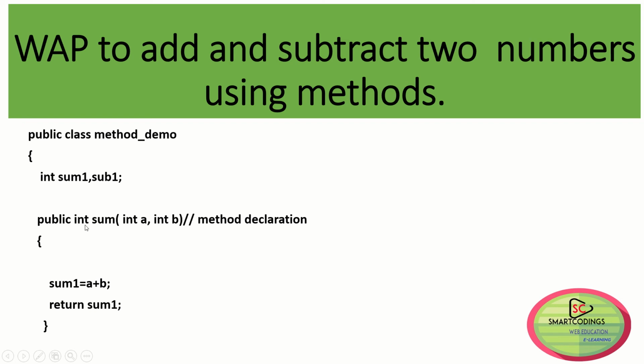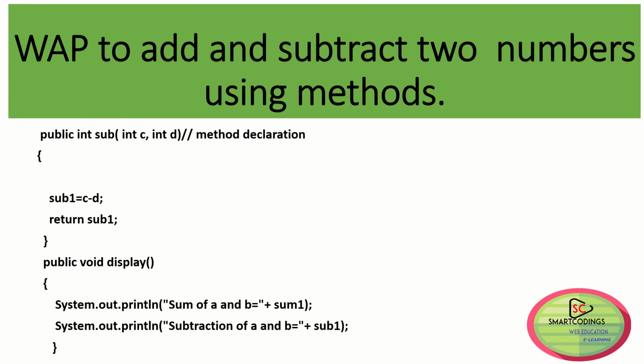Okay, now similarly we'll write a subtract method, as you can see over here in this slide. One method I've written same as the sum method: public int sub(int c, int d), the method declaration, and this is the method body inside the curly brackets. Now this is a display method to display the results of sum1 and sub1.